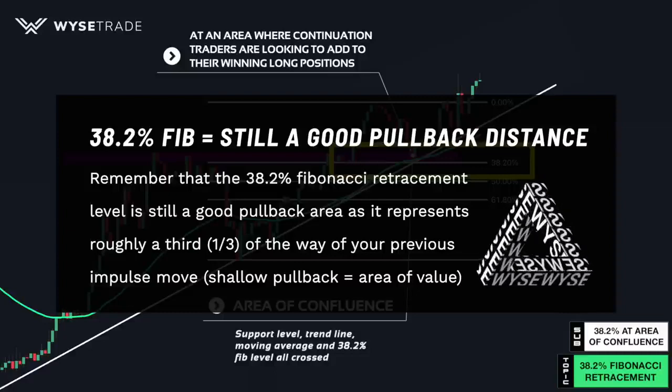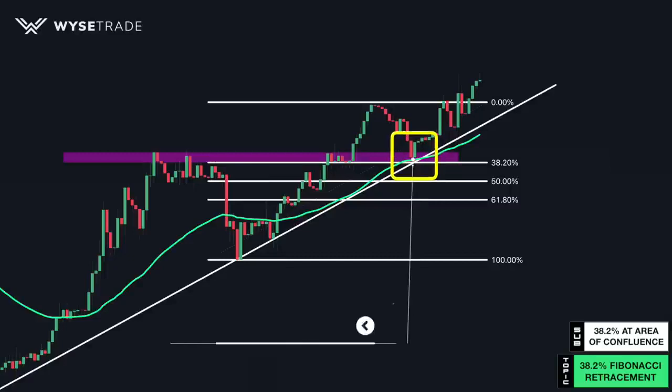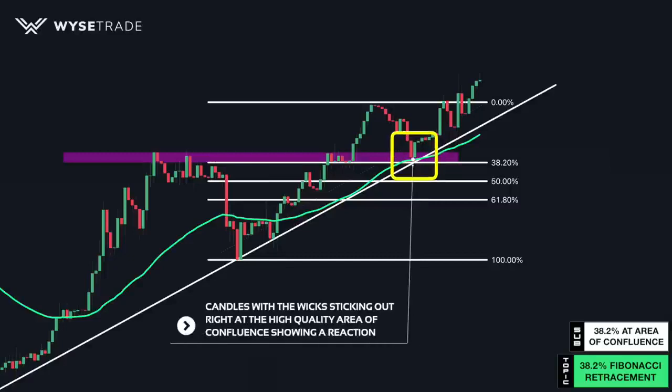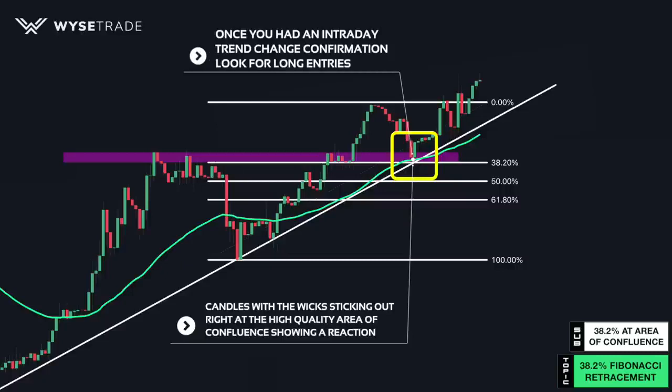This is very key. So you had candles with the wicks sticking out right at the high quality area of confluence, which shows a reaction. And once you had an intraday trend change confirmation, you would take a long entry. Let's show this again.